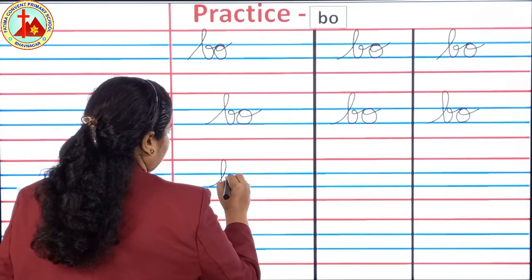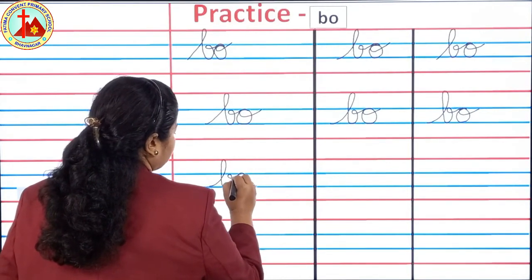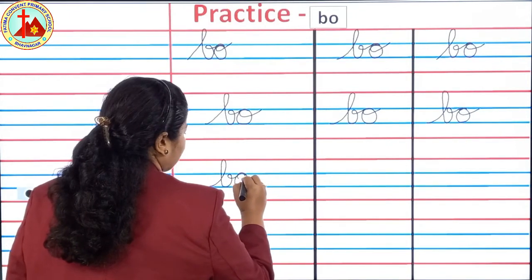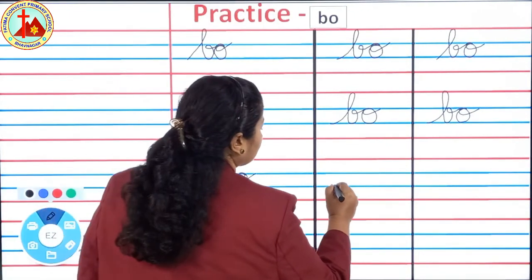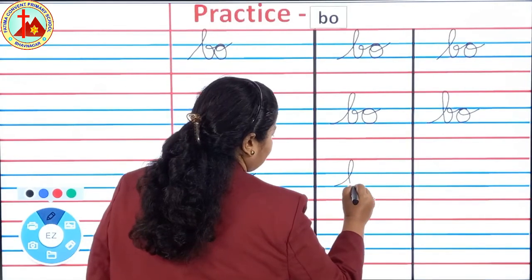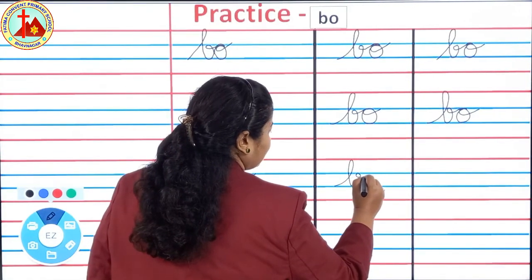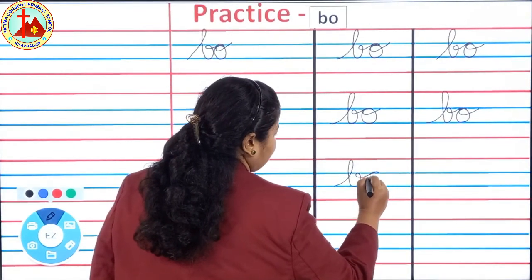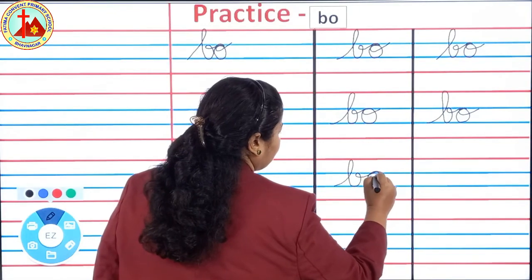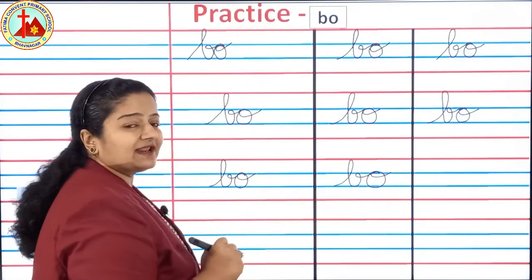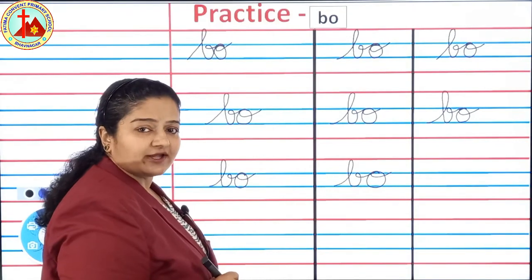B. Continue writing, start O. After B, continue, start writing O. Now B. I complete B. Now, not lifting my hand and continuing, I am writing O. So, children, like this you have to practice joining letters.